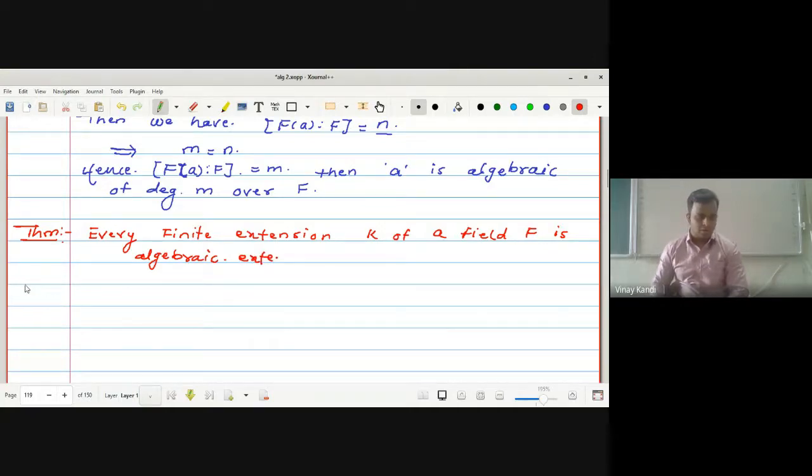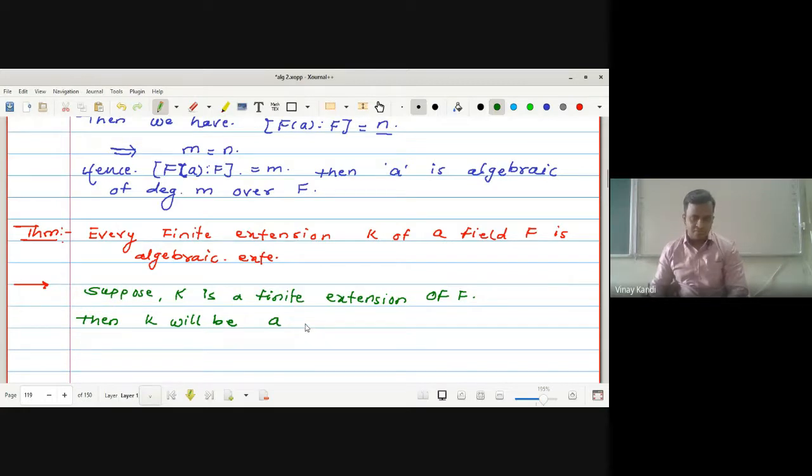Okay, proof. Suppose K is a finite extension of F, capital F. Then what does finite extension mean? Then K will be an algebraic extension of F.